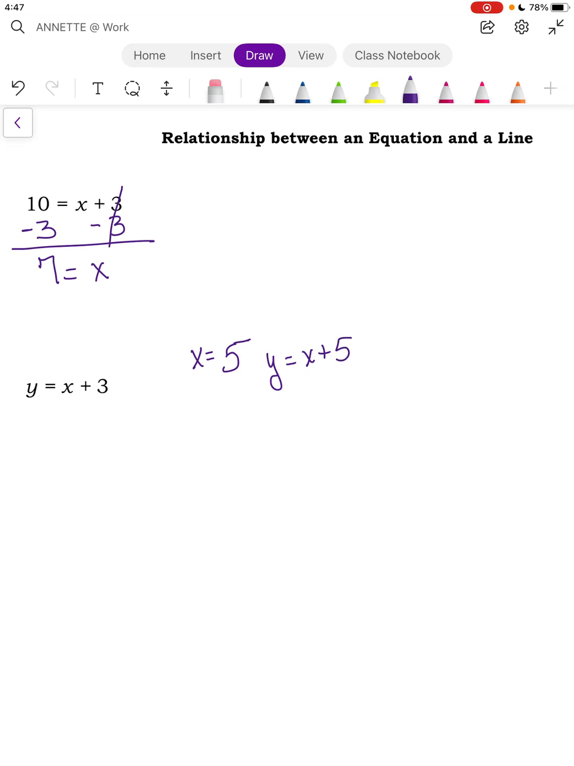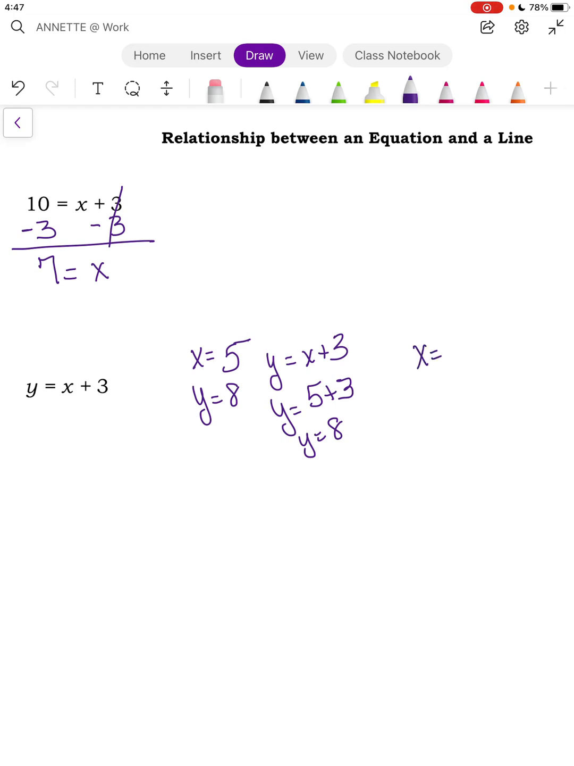So we just put in 5 for x. So we're going to say y equals 5 plus 3. So y is 8. So when x is 5, y is 8. So that makes that true. That's just one. There's an infinite number.